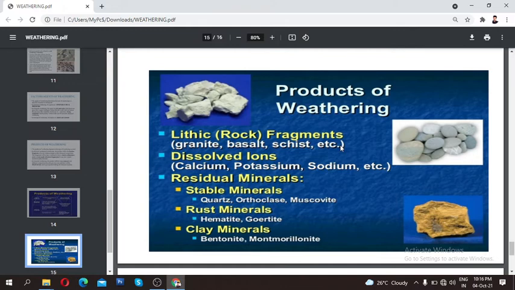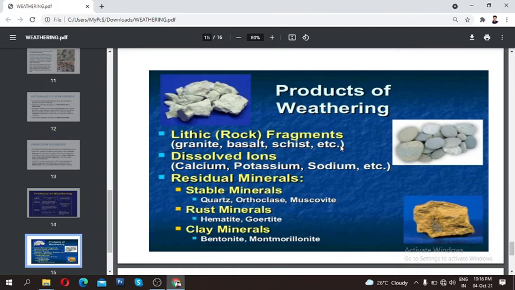That is lithic fragments. The word lithic means rock. Simply, lithic fragments or rock fragments. An example is also given: granite, basalt, schist, etc. can be considered as lithic fragments or rock fragments.